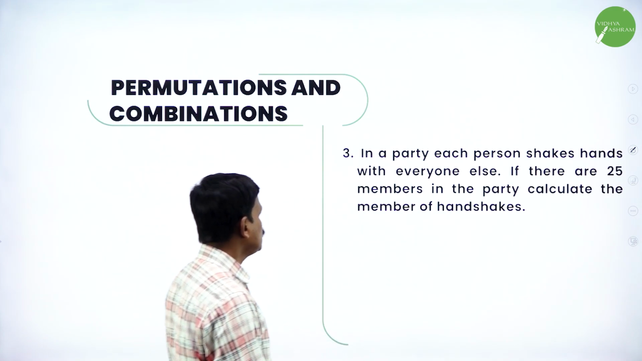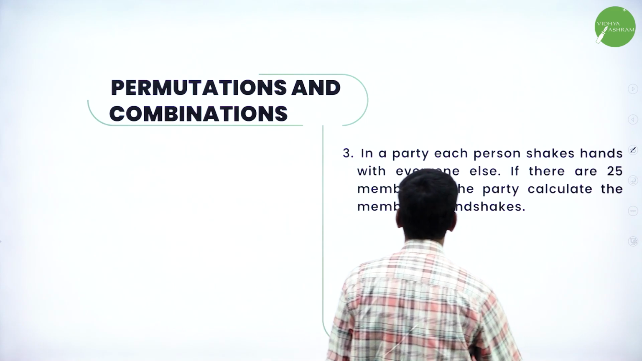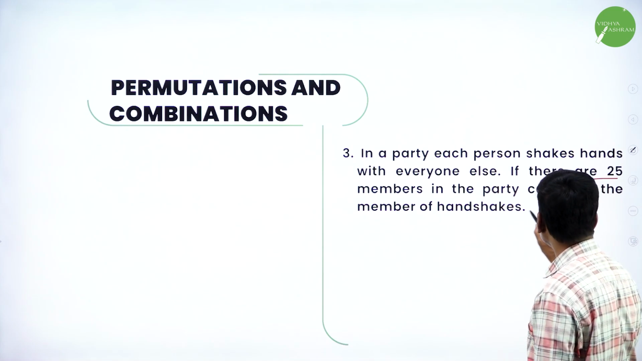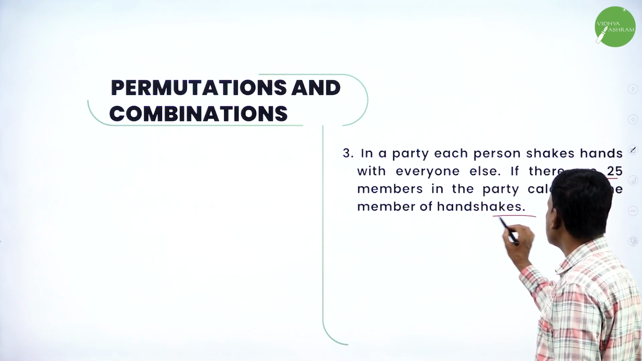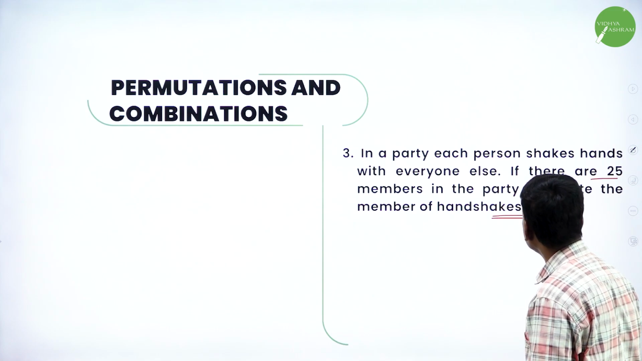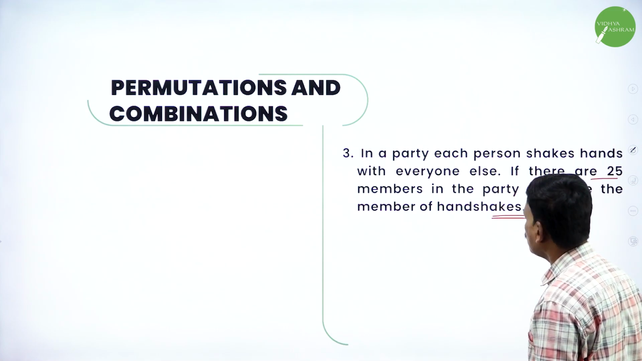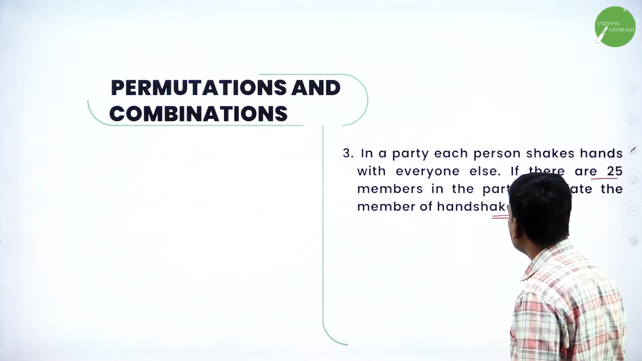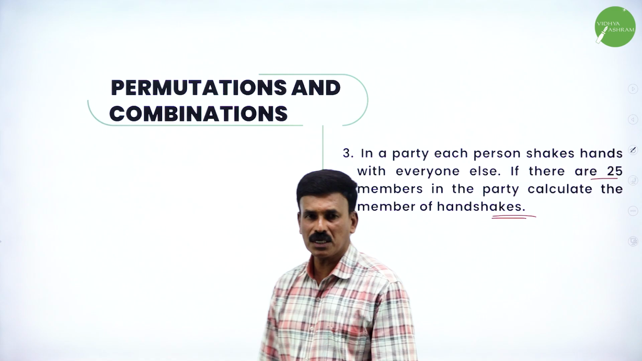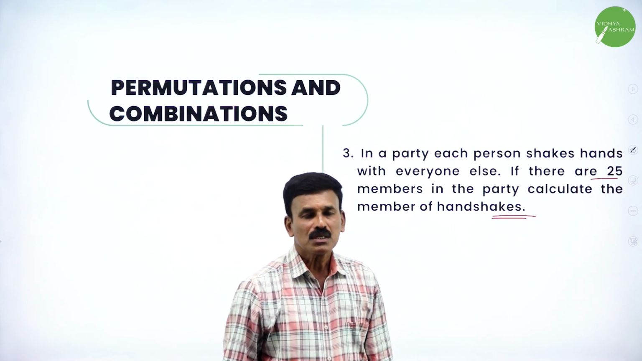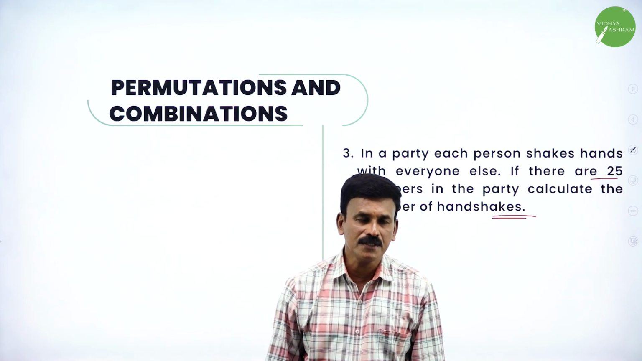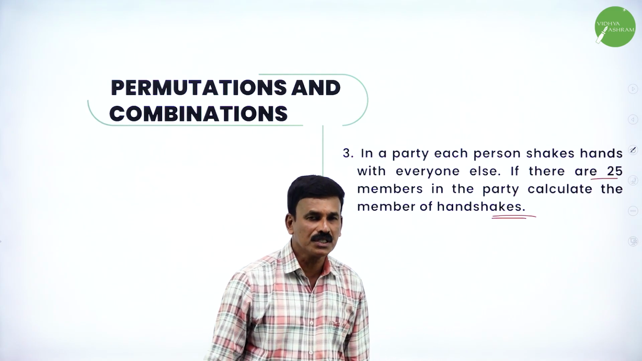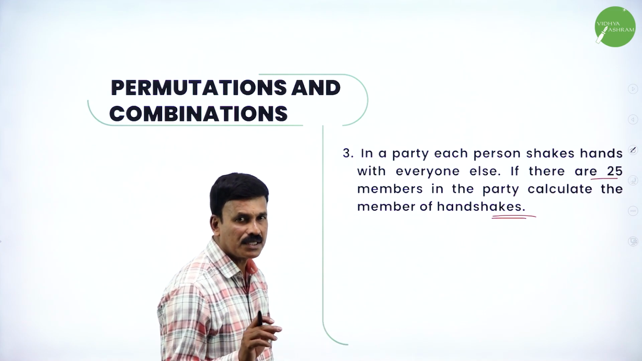In a party, each person shakes hands with everyone else. If there are 25 members in the party, calculate the number of handshakes. So just to shake a hand, 2 persons are required. We cannot shake hands with ourselves. Therefore 2 persons must be required, right?